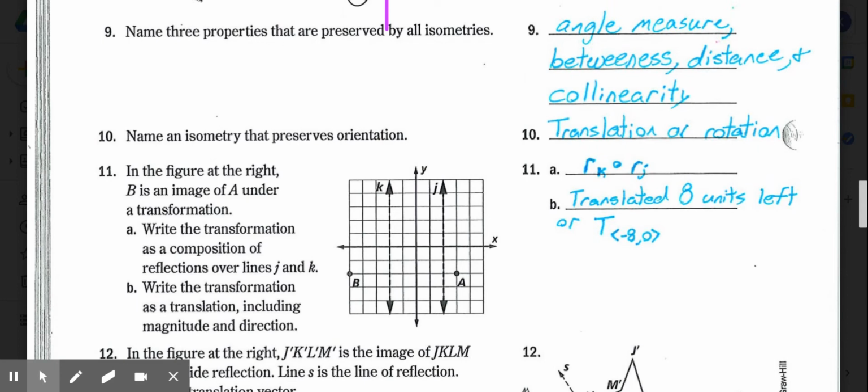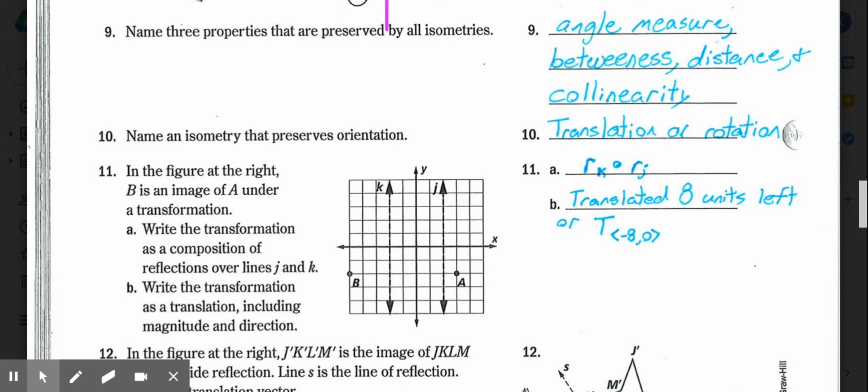All right. In 9, name 3 properties that are preserved by all isometries. And you can take these straight from your notes. What is preserved would be angle measure is 1, betweenness is a second, distance is a third, and there's actually a fourth, which is collinearity. So you could pick 3 of any of those 4.